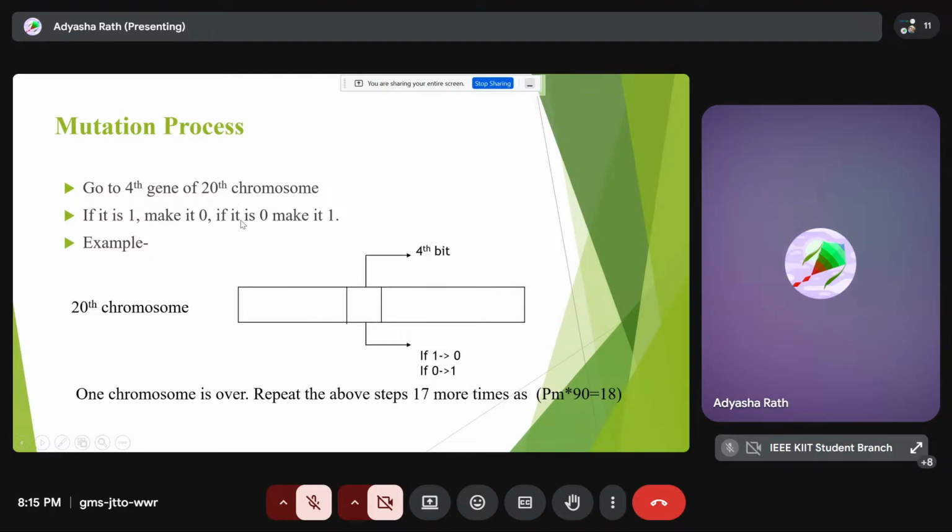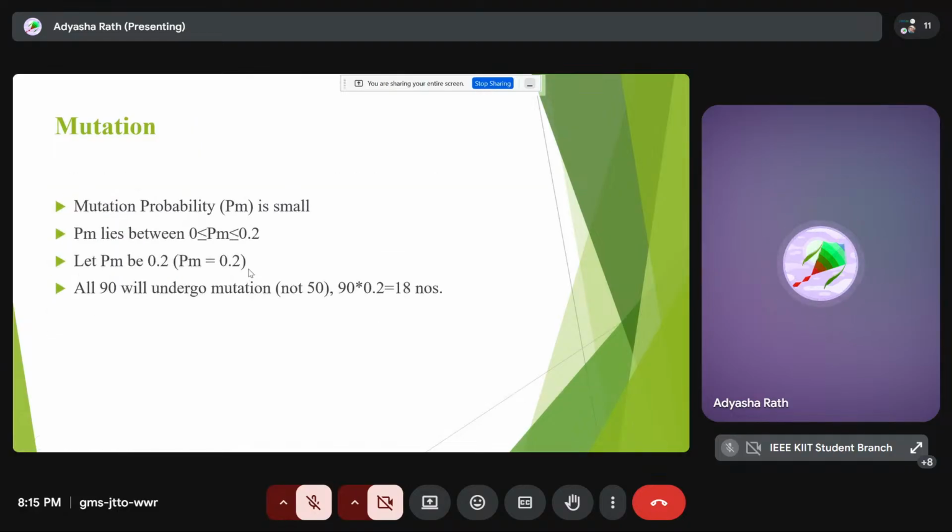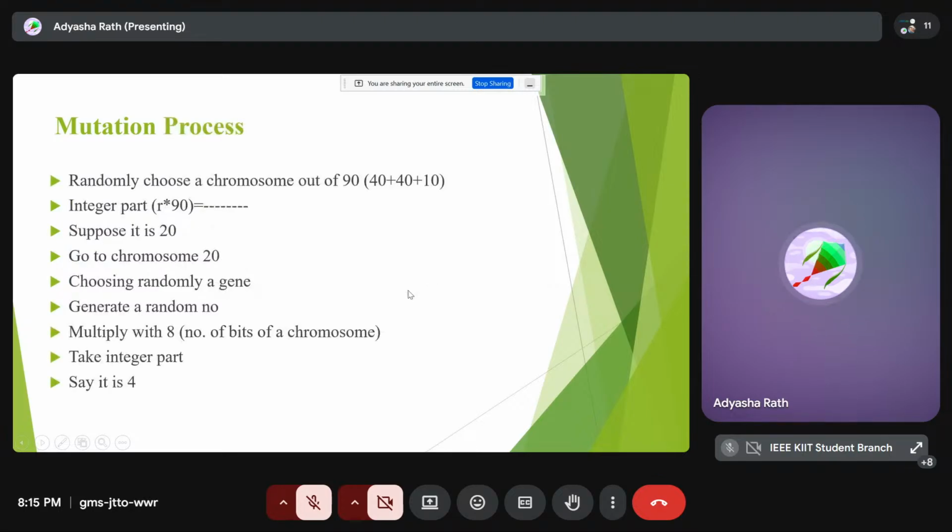Suppose I have it up to the 20th. Why? Because 19 to 0.8, 18 numbers. Then after that, suppose I generate a random number multiplied by 90. Suppose it became 20.02. So the decimal part will be cancelled, and I will have 20. So when I have 20, I will directly go to the 20th chromosome. Then I have to choose the gene.